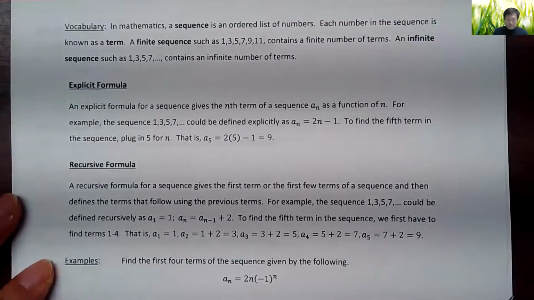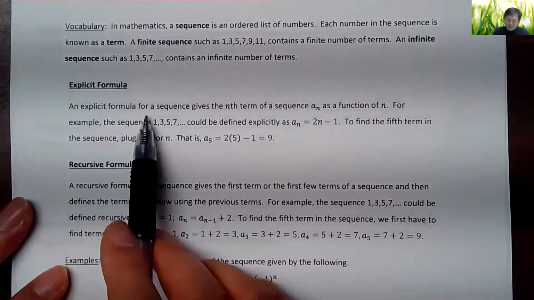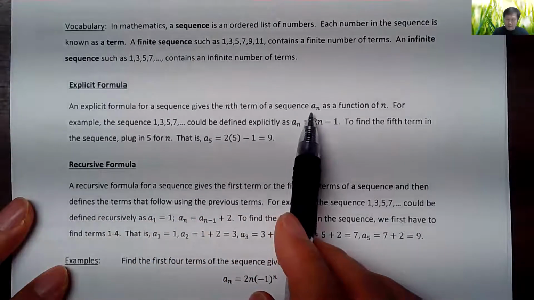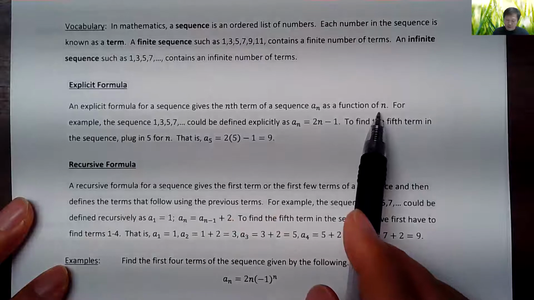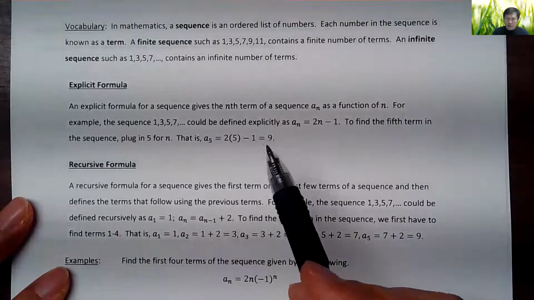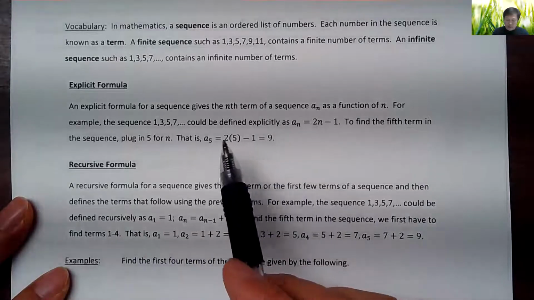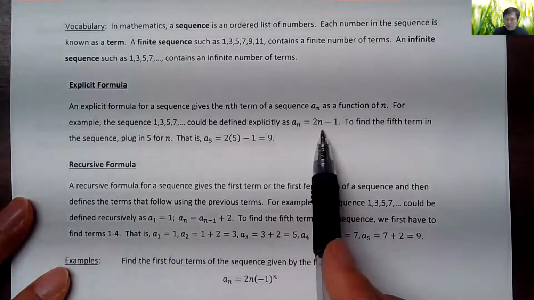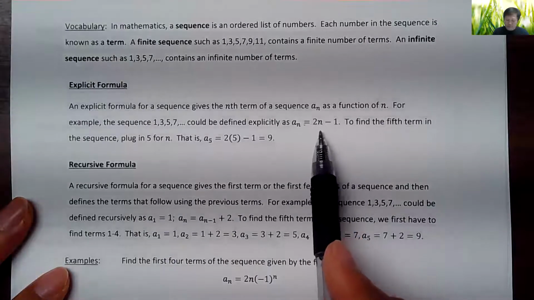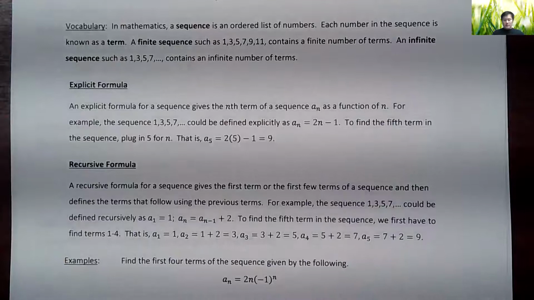Explicit formula. An explicit formula for a sequence gives the nth term of a sequence, a sub n, as a function of n. So 1, 3, 5, 7. If we express that as an explicit formula, it will be a sub n equal to 2n minus 1.